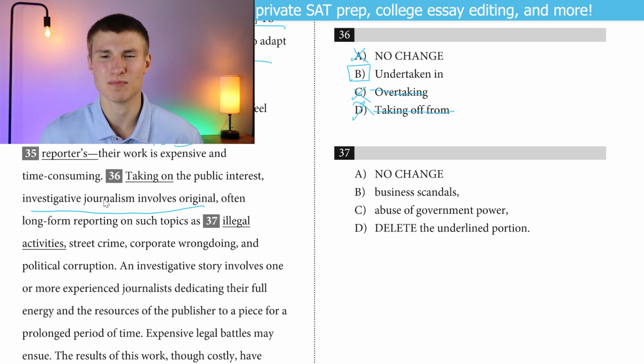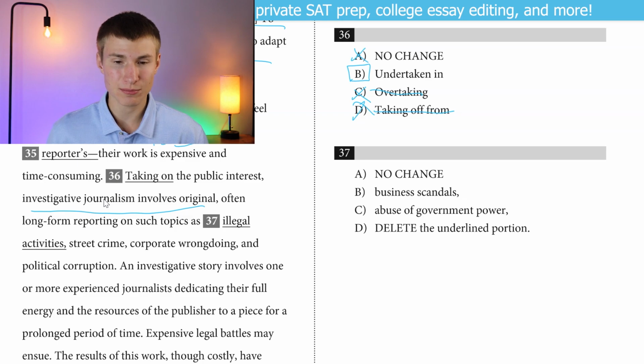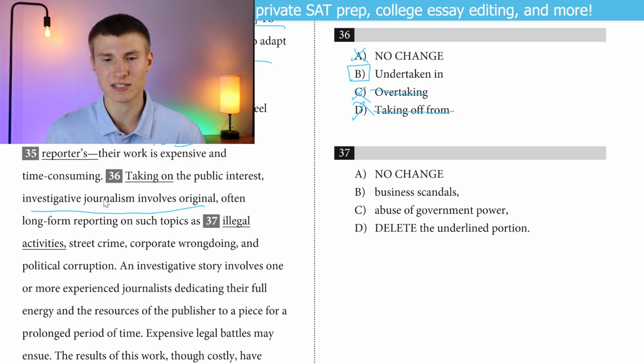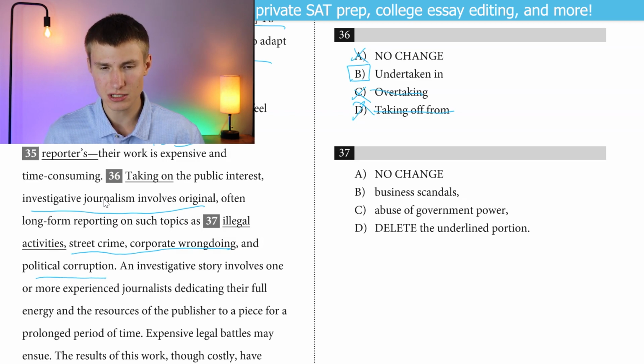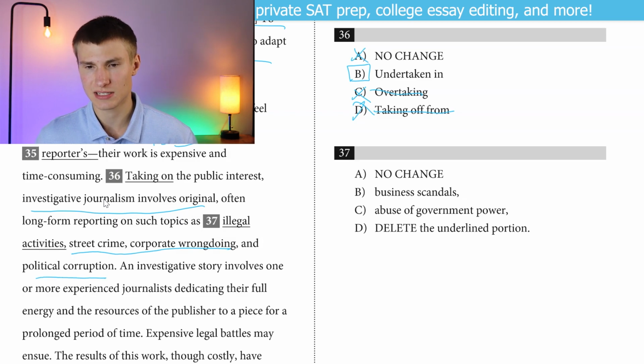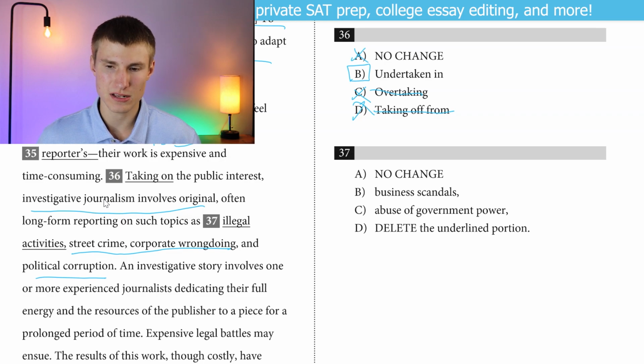Okay, so we know our answer there has to be B because that's the correct meaning. Now, if we go ahead and keep reading on, we have often long-form reporting on topics such as, we see our other examples are street crime, corporate wrongdoing, and political corruption. We could answer with illegal activities, business scandals, or abuse of government power, or deleting the underlined portion.